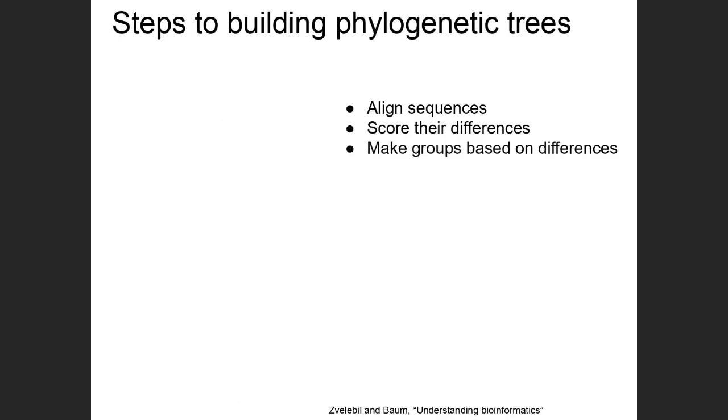All right, so how do we build that phylogenetic tree? It's not magic. So you align the sequences. As you guys have seen, if you're doing a multiple sequence alignment, then you are using a global alignment tool. So you align all of the sequences. We're going to score their differences, and then we're going to make groups based on the differences.